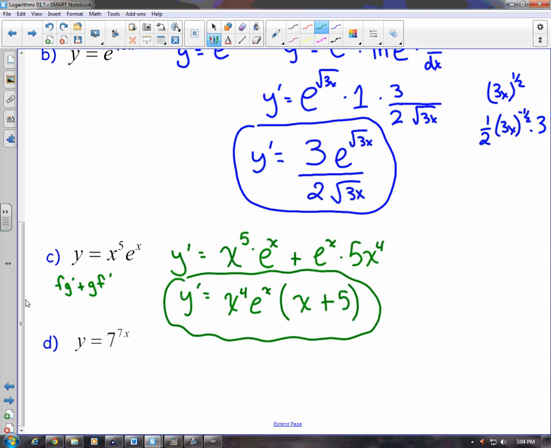E to the x is what? Your exponential function, and it always gives you a y value that is above 0. So you never have to worry about the e to the x part. The only part you have to worry about is x to the power of 4, which is also always positive. The only thing you really have to worry about is that factor of x plus 5. And then you can do your interval pieces and say what's going on there.